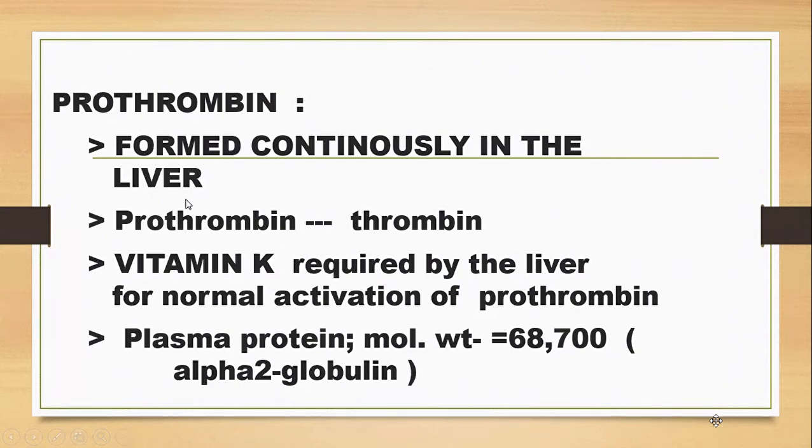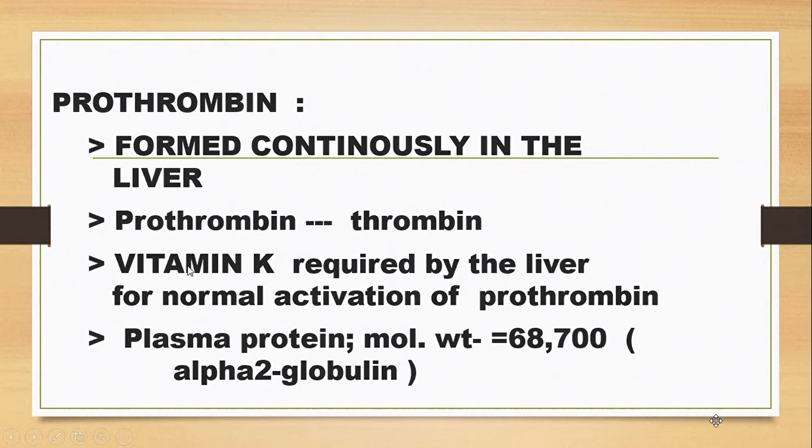So it's converted to thrombin by the prothrombin activator. It requires vitamin K for normal activation of the prothrombin. So the liver needs vitamin K for normal activation of this prothrombin, because this prothrombin is from the liver.